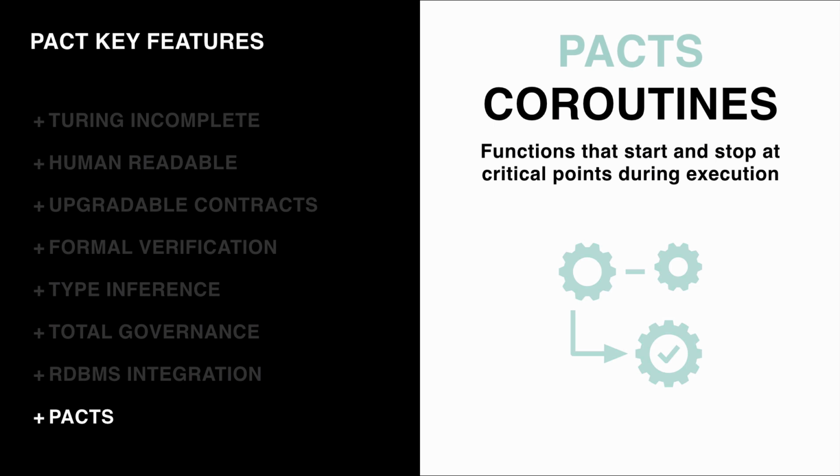Pact solves this problem using coroutines. Coroutines are functions that can start and stop at critical points in a function's execution. These coroutines are called pacts. They define the steps to be executed by different entities as sequential transactions on the blockchain.